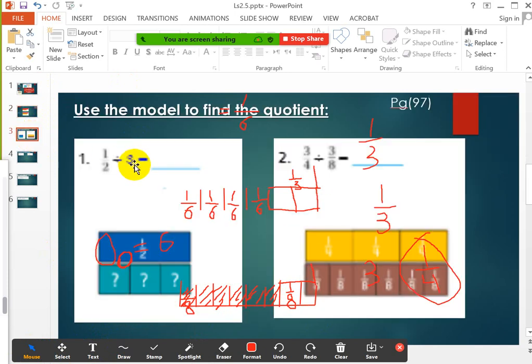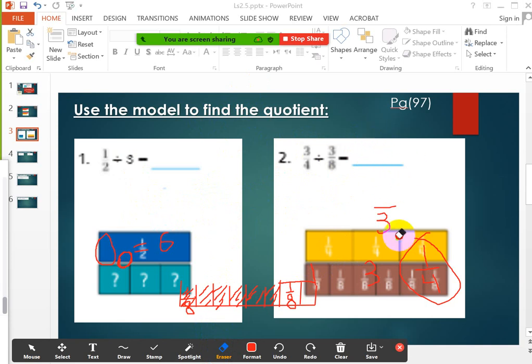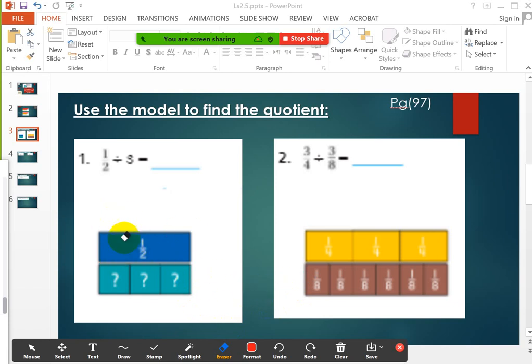Now, please open your book on page 97. I want you to open your book on page 97 and let's start. Use a model to find the quotient. Actually, we will use the fraction strip and the model only in this lesson. We will not use it always. I will give you an easy strategy to divide fractions by each other. It will be easier than the model. But I want you to understand the model also.